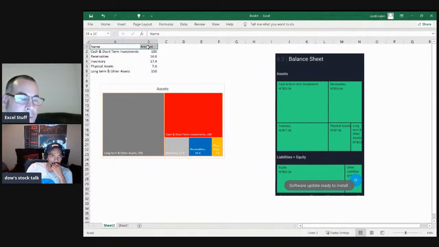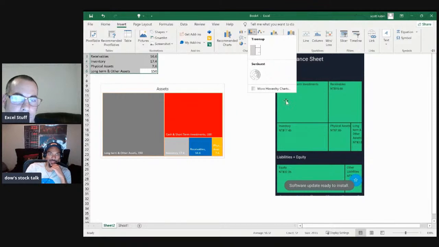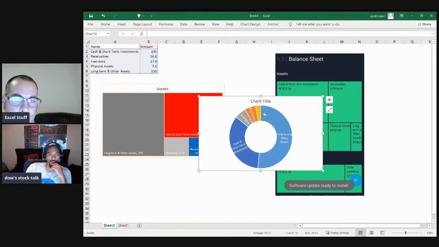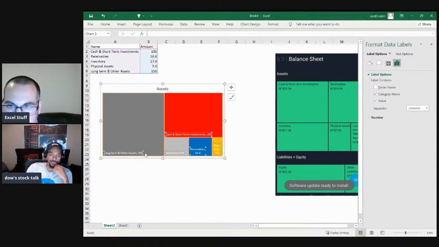Make sure you have the titles and then the names and the amounts, and then just highlight it and hit insert. You could choose whatever, I guess, graph or chart, and just choose this one. You could do anything, I guess. And then if you want to change the formatting, there's probably ways around that.